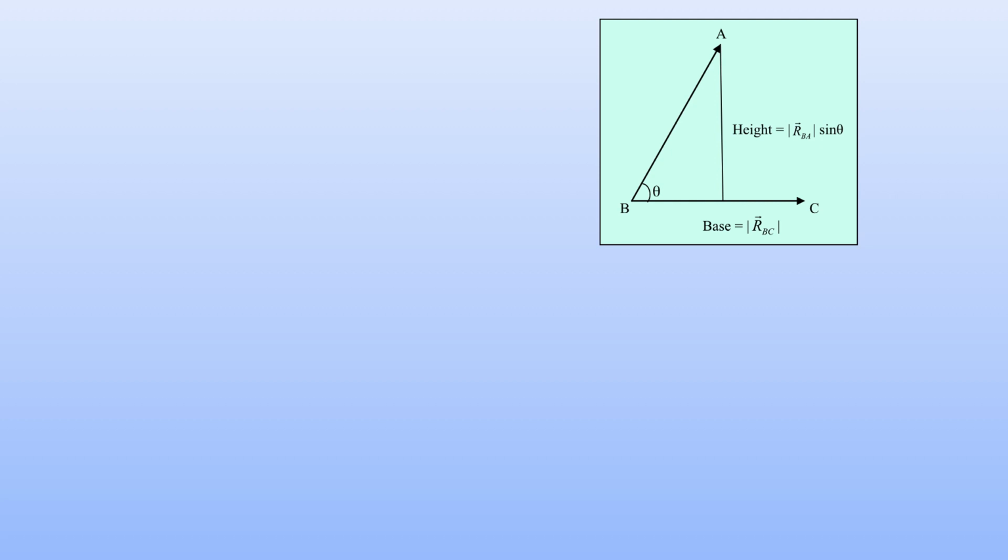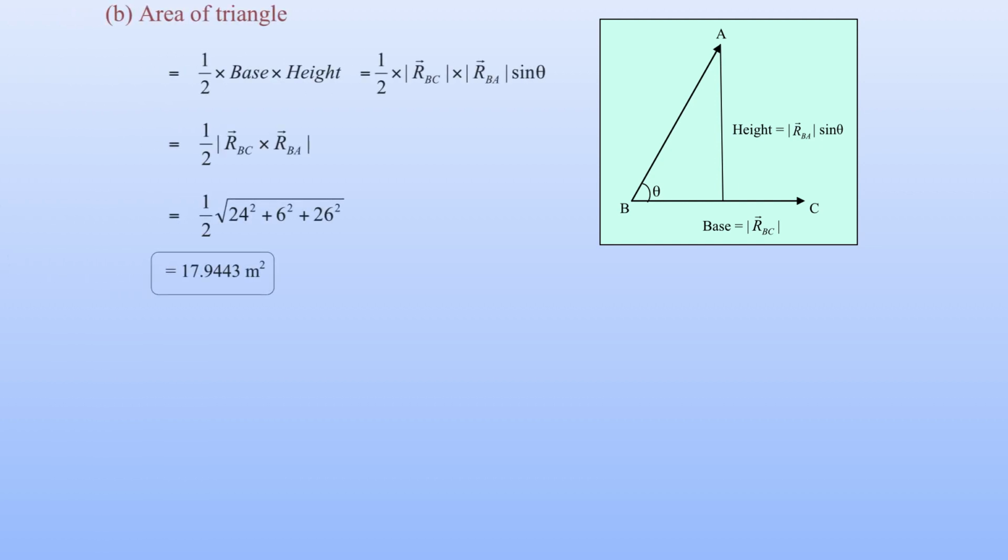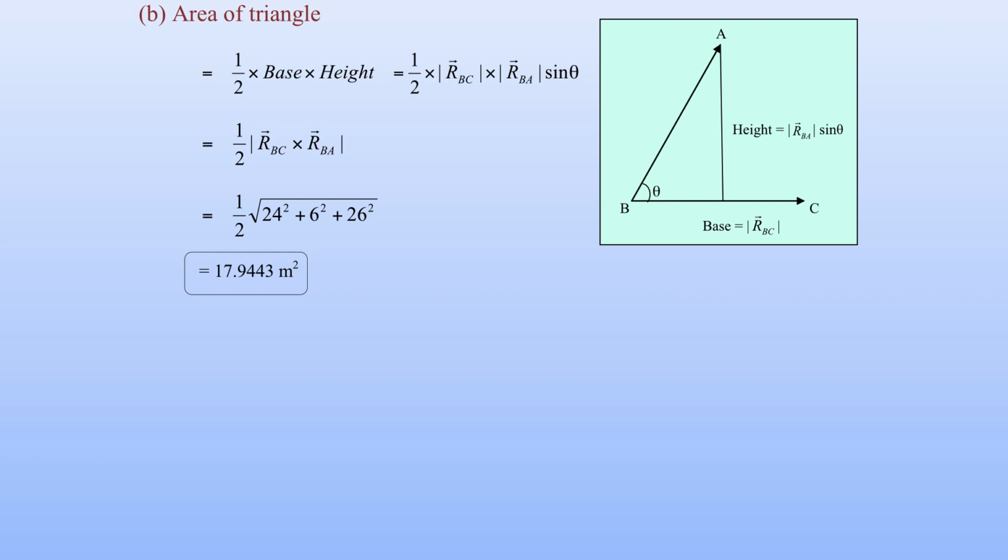So in this diagram we can clearly see the base is length of vector BC, that is mod of vector BC, and assuming that angle between vector BA and BC is theta, we can express height to be vector RBA sine theta, or length of vector RBA sine theta. So that's why here we are expressing half base into height. So base is mod of vector RBC, and perpendicular drop from point A, that will form the height as mod of vector RBA sine of theta, assuming theta to be angle between these two vectors.